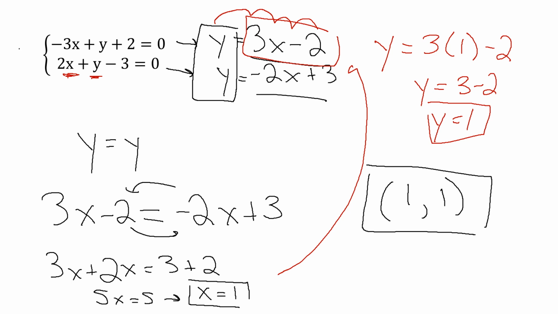Technically what we have done, these both represent a line somewhere on a graph. Here's a line, here's a line. You have just solved for the point at which they cross. Now, I don't know what those lines look like. I don't know where that point is. Well, I do know where that point is now because we've just solved it.